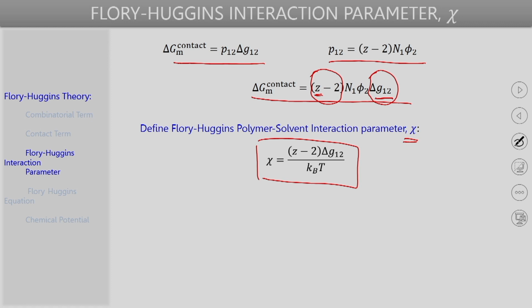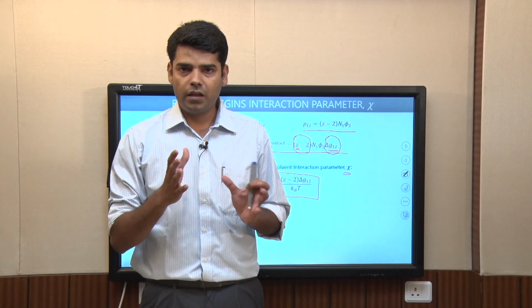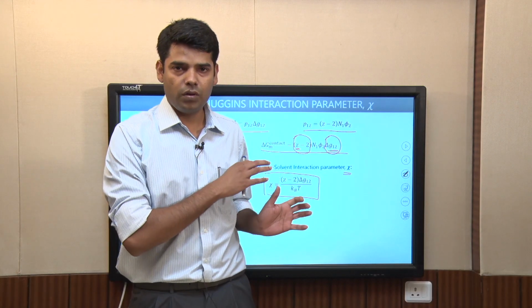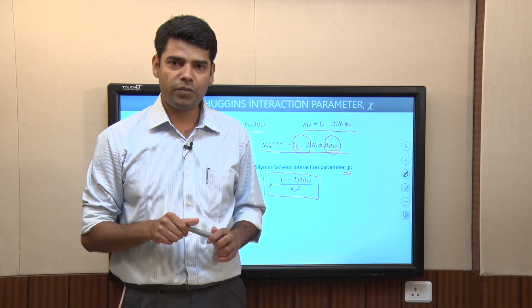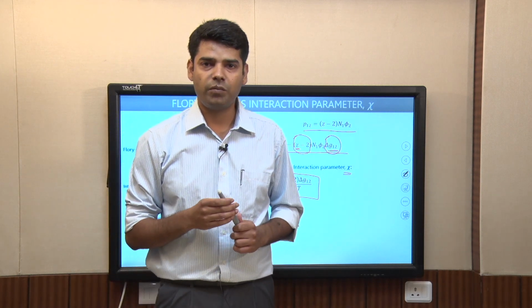So, we see that both the details of the lattice contained in the coordination number z as well as the delta G12 term, both of these terms are subsumed or combined into this Flory-Huggins interaction parameter term, which is also called the chi parameter.